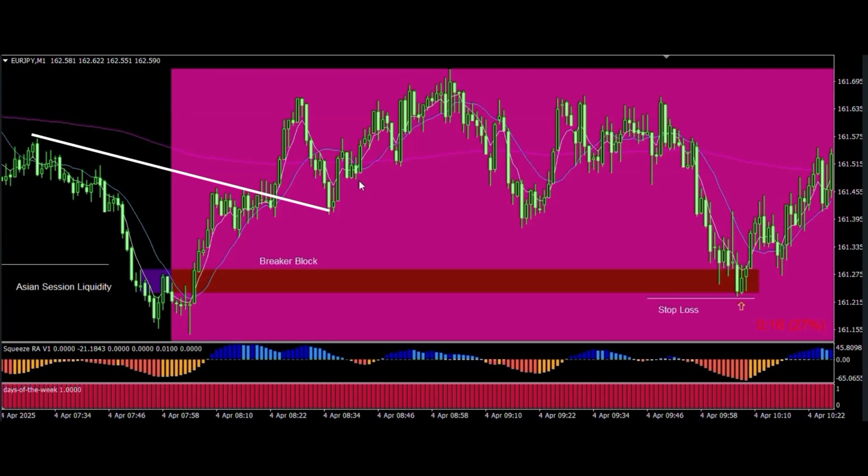Here again, we have Asian session liquidity taken, and during the London session, we have the last up candle before the down move. This is a bullish breaker block. Price moves away and then comes all the way back to it. And then once it respects it, that's when you enter. And again, we see our tight stop loss right after the bottom of the breaker block.